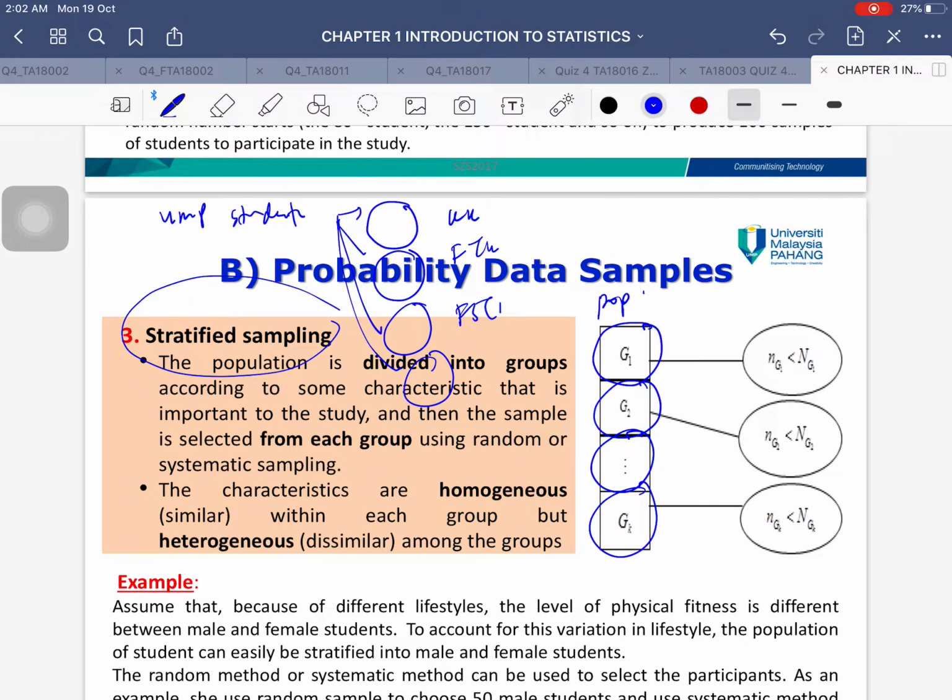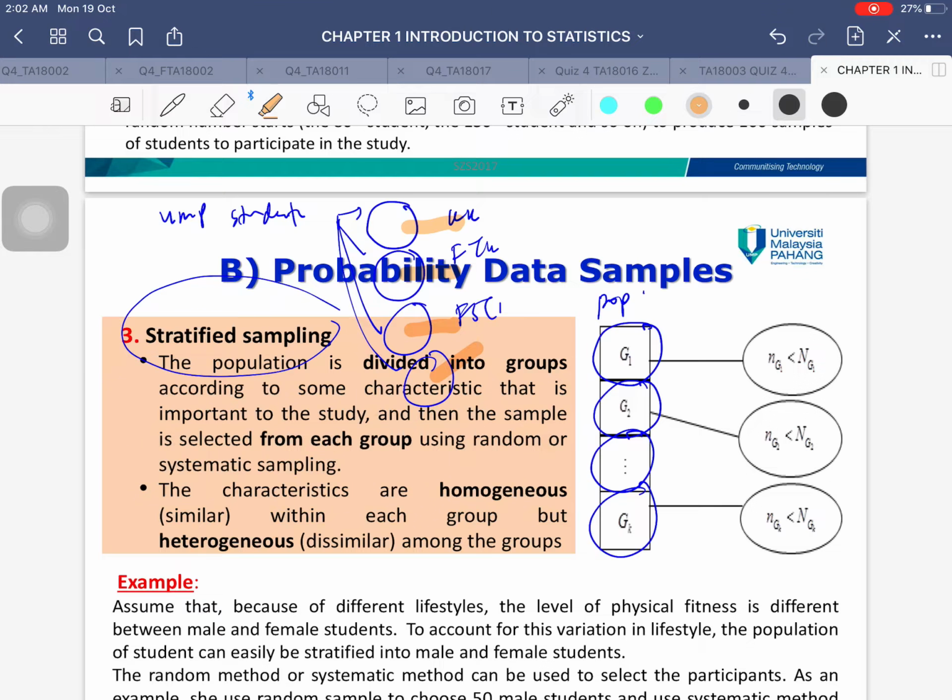Okay, so what happens when you do stratified sampling is that you take a sample from each of the groups. So from this group, I'm going to take some sample. From this group, I'm going to take some sample. From the third group, some sample. And for the fourth group, it's going to be some sample. So basically, you divide the population into groups, and in each group, you pick a certain number of people.